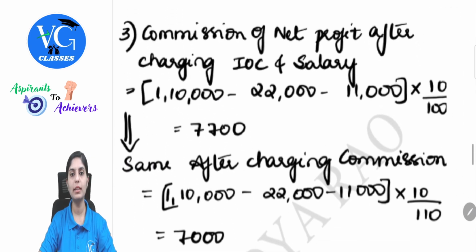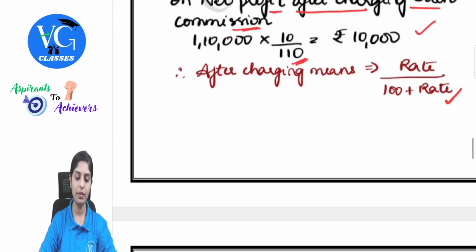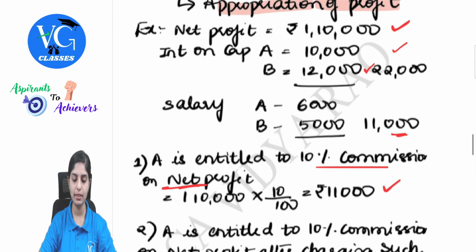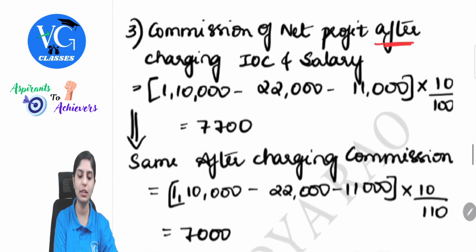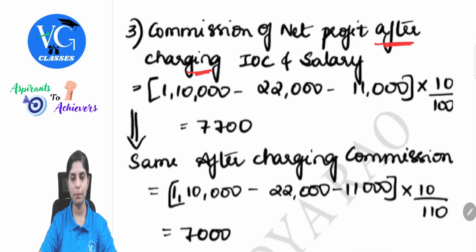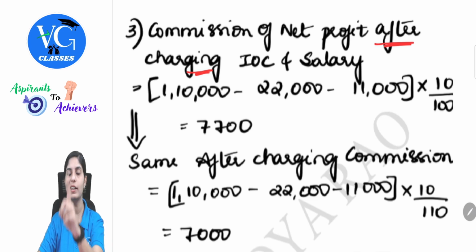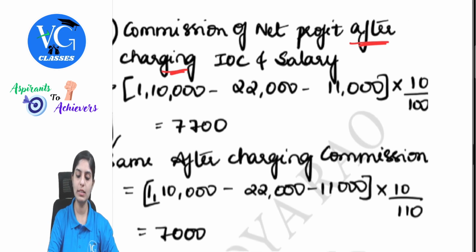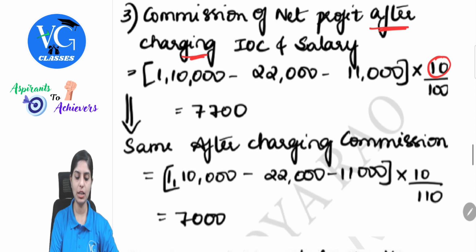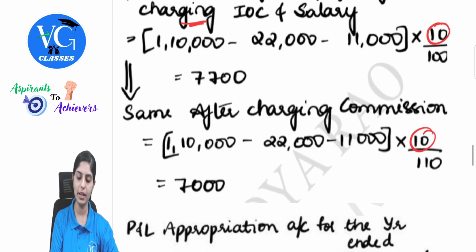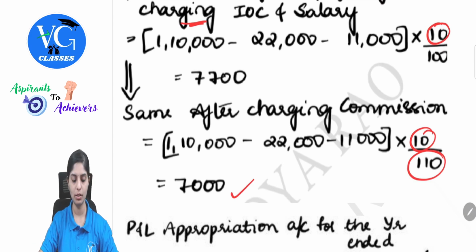Next. To make this clear, let's understand this example. Commission of net profit after charging interest on capital and salary. We were given interest on capital and salary balances. Net profit was 1,10,000 minus 22,000 minus 11,000, because the question clearly mentions after charging. So we will subtract this from net profit into, since it is after charging, rate divided by 100 plus rate. So this is 10% after charging commission, 10 divided by 110, which is 7,000.